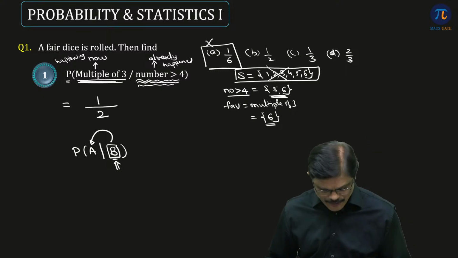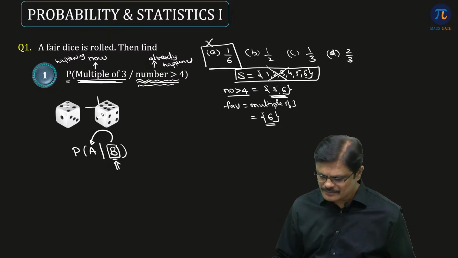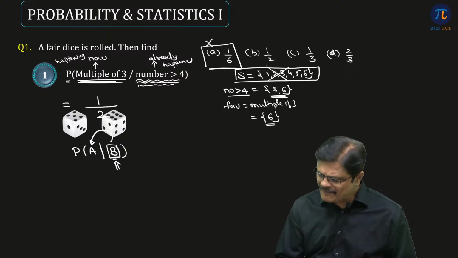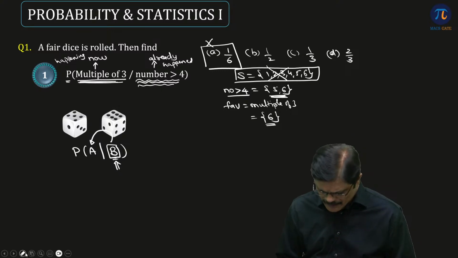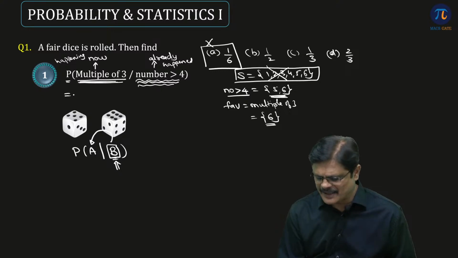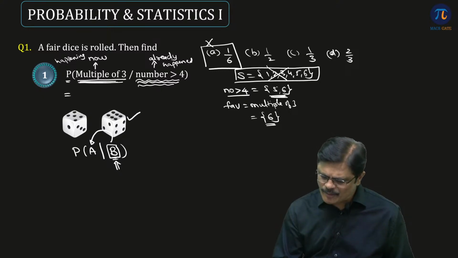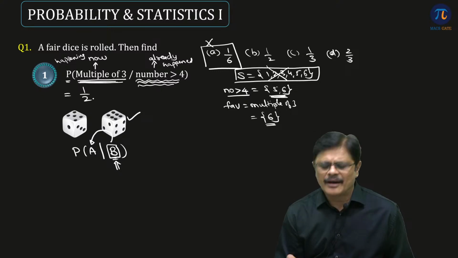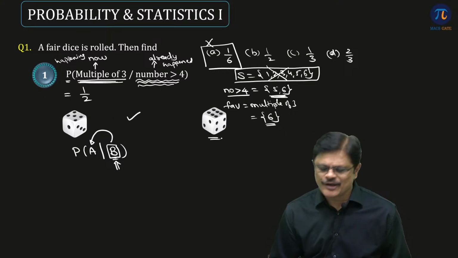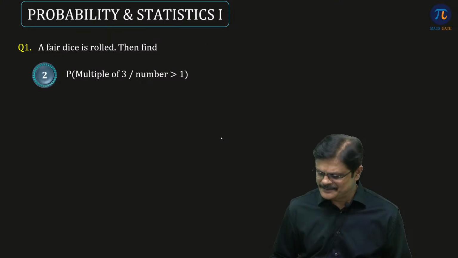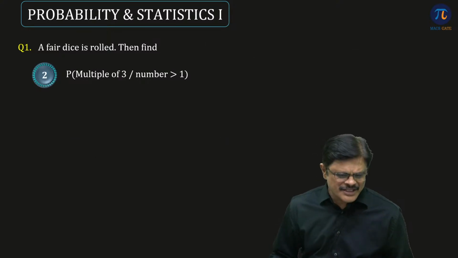So let us take some more examples. Of course, here only 5, 6 happened. If you observe, only 5, 6 happened. Out of 5, 6, how many are favorable for multiple of 3? Only 1 is favorable. So the probability is 1 by 2. That is only this is favorable. Is the idea clear?